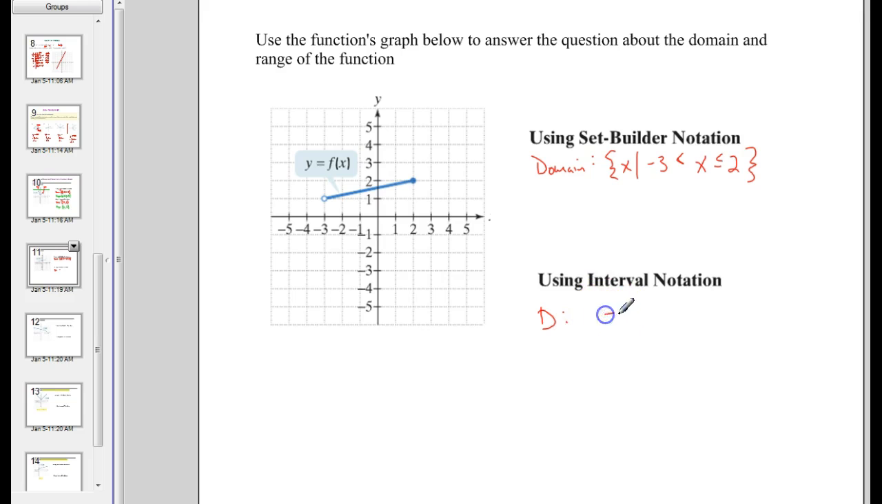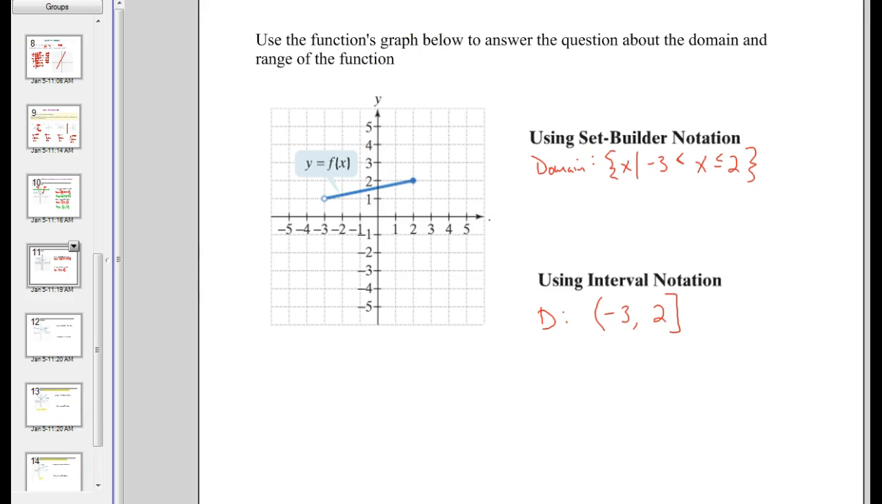-3 is where we start on the x-axis. 2 is where we stop on the x-axis. Alright, open dot means parentheses. Closed dot means bracket. So there's what the domain would look like.